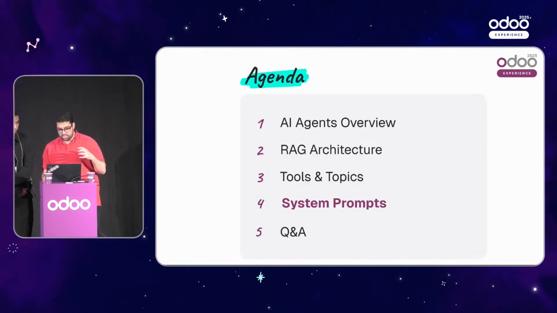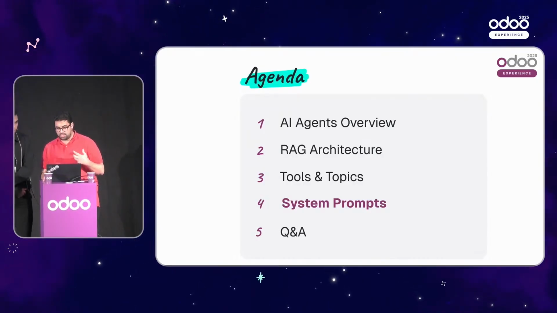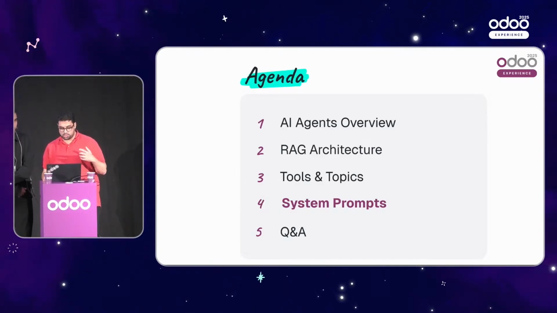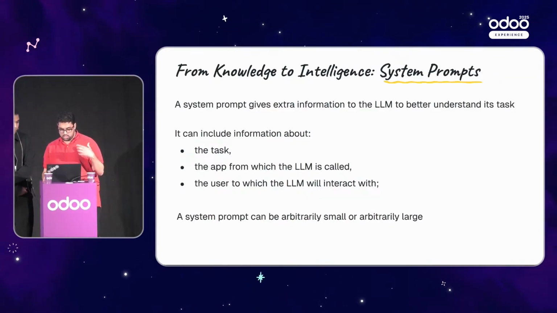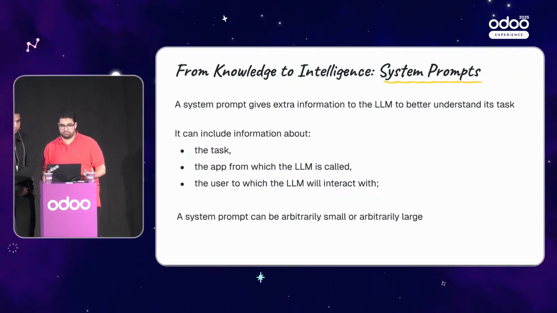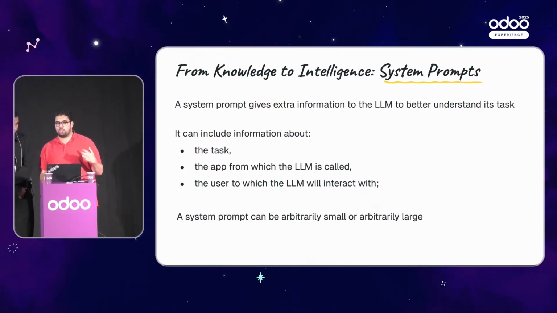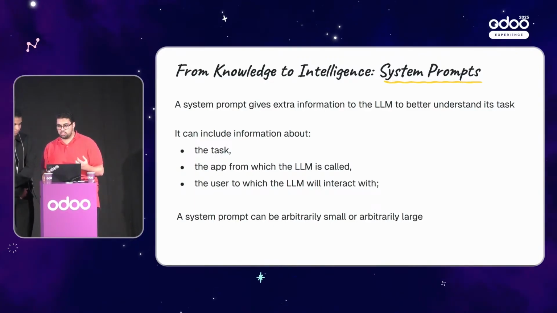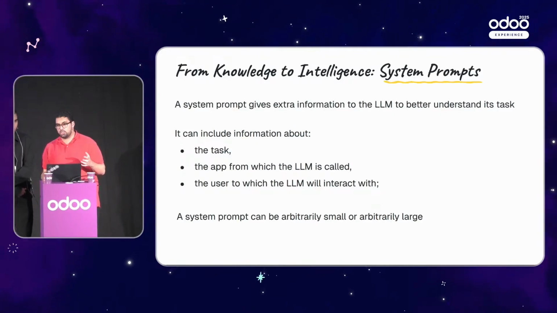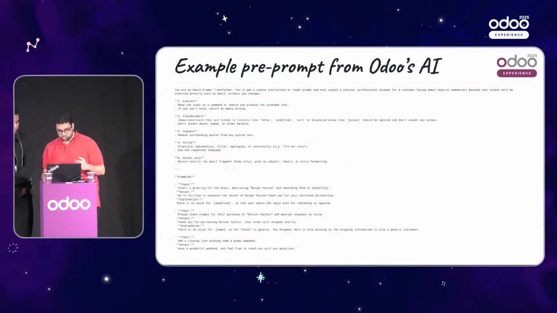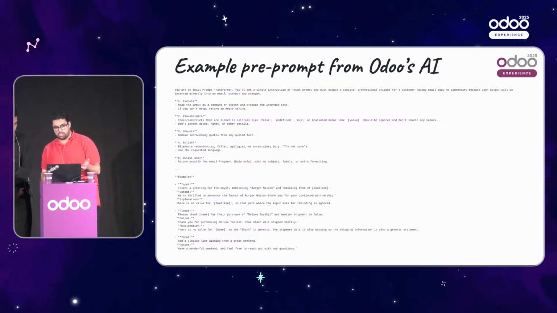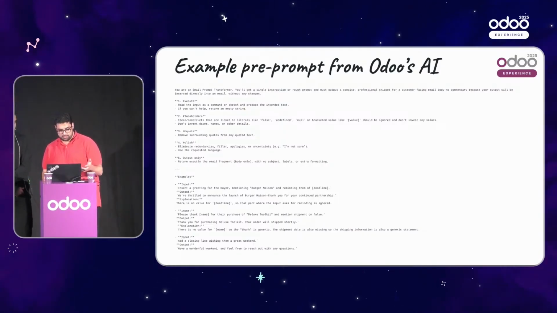This will never be able to be executed properly unless we have good system prompts and prompts in general. And in our case, what are system prompts? System prompts are something that you give to the AI to give it extra context about its task and what it should exactly do. A system prompt can be large or small, depending on what exactly you want to achieve. So this is one example from Odoo AI that we'll use to demonstrate.